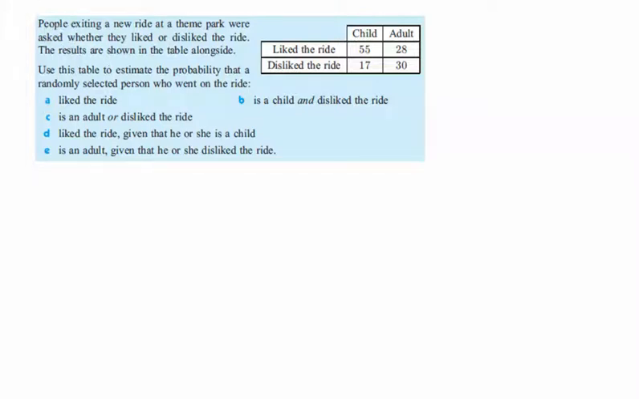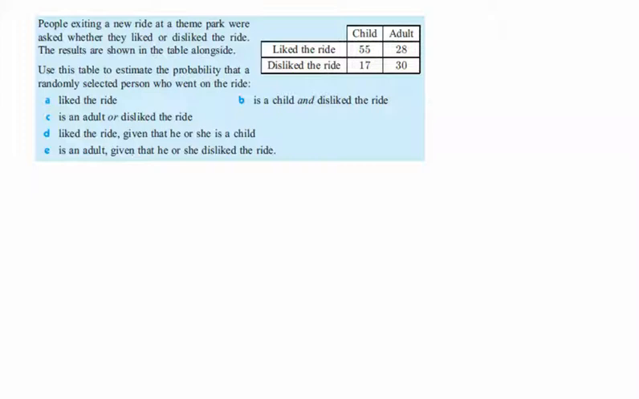So it says, people exiting a new ride at a theme park were asked whether they liked or disliked the ride. The results are shown in the table alongside. So you've got children and adults that either like the ride or dislike the ride. Use the table to estimate the probability that a randomly selected person who went on the ride, and then we've got 5 different questions that we're supposed to answer.